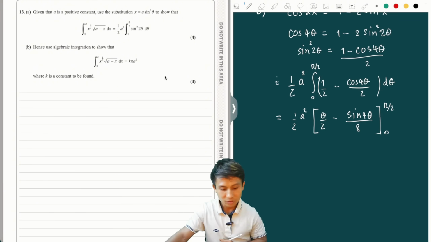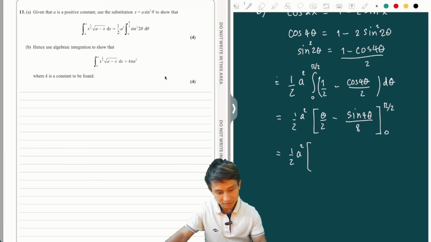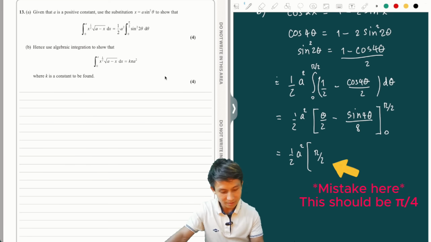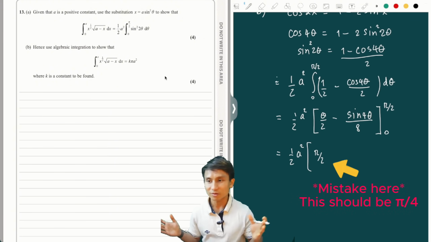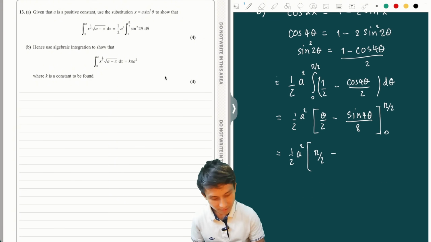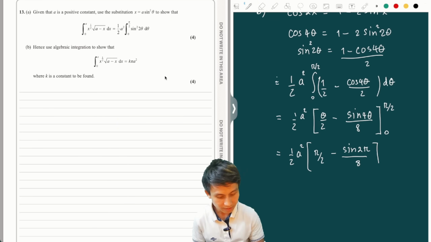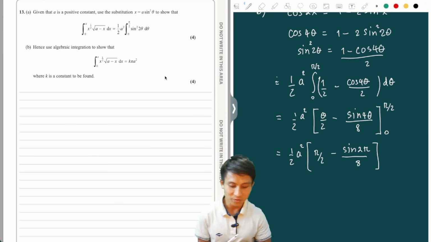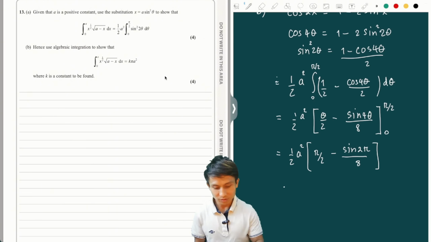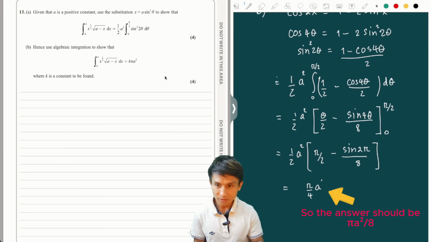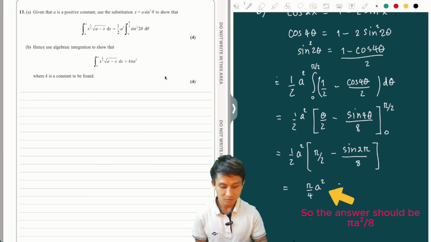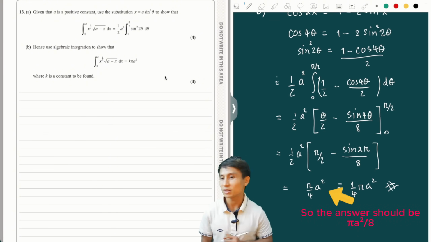All right. So what is that? It's 1/2 a squared. And then I would like to do it this way. Well, it's just pi over 2 for that. And then sub 0. In this case, you substitute 0 in, everything goes away. So you just have sine of 2 pi there divided by 8. Well, sine of 2 pi is 0, isn't it? So it's just pi over 4 a squared. Yeah, or 1 over 4 pi a squared. K is a constant to be found. So I think I'm happy with that.